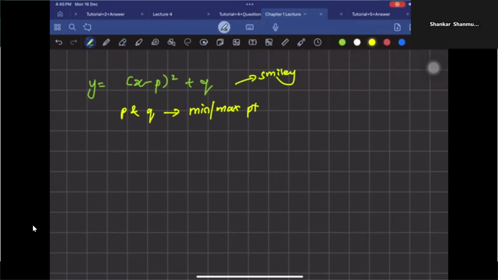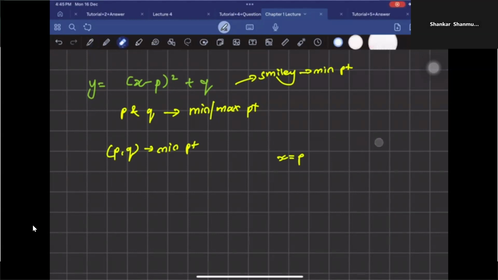So always plan how your graph looks like so that it's easier for you to sketch. So since it's a smiley face graph, it would be a minimum point. So the coordinates for the minimum point in this case is just P comma Q. How I got P comma Q is I equate x minus P to 0, therefore x is equals to P, and then your Q value, you just take it as it is, okay?